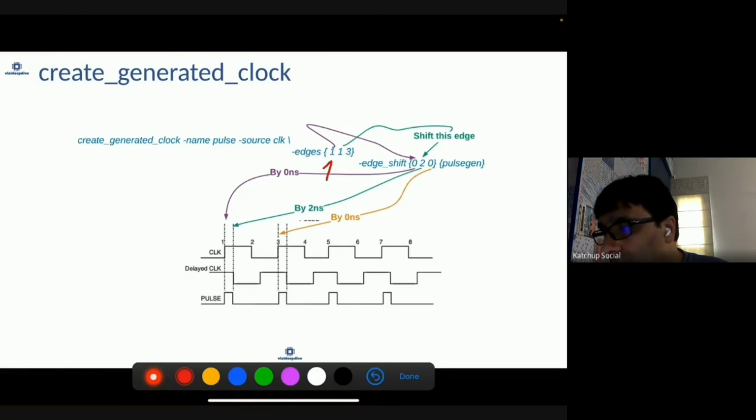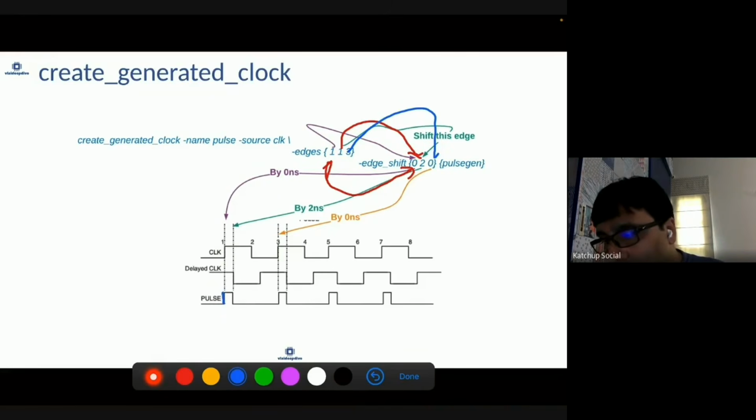Shifting the first edge by 0 nanosecond. These are time units. The second edge by 2 nanosecond. And the third edge by 0 nanosecond. So you created a rise at first. Then you didn't change anything. You didn't delay it. Then the fall edge, it was 1, but you delayed it by 2 nanosecond. And this became the fall edge. Then the third rise edge is this, and you didn't delay it. So this became your clock pulse.